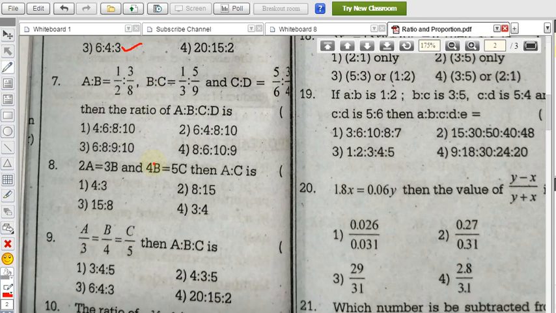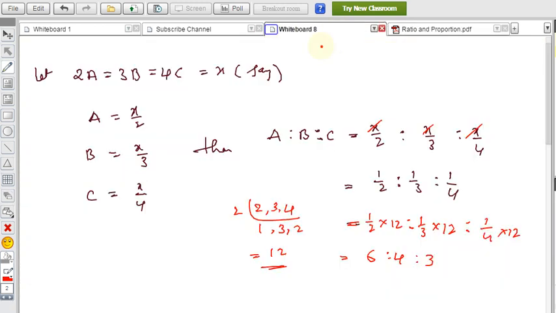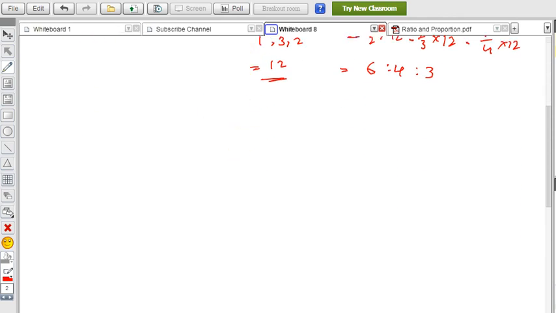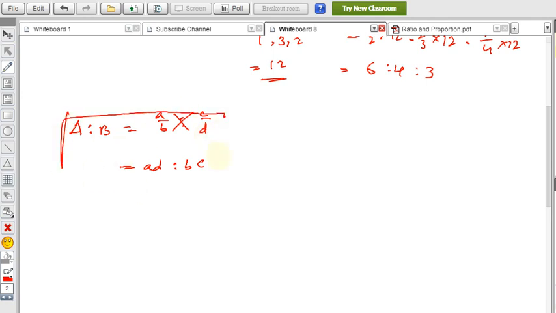Okay, then the seventh: A is to B is 1 by 2 is to 3 by 8, B is to C is 1 by 3 is to 5 by 9, C is to D is 5 by 6 is to 3 by 4. Then what is the ratio of A is to B is to C is to D? First you find out the ratios of A to B, B to C, C to D separately. Then you can apply the formula. For any ratio, for example, A is to B is equal to small a by b is to c by d, you can write by cross multiplication: a into d is equal to b into c. Always the first fraction's numerator should multiply with the second fraction's denominator. This concept will apply here.